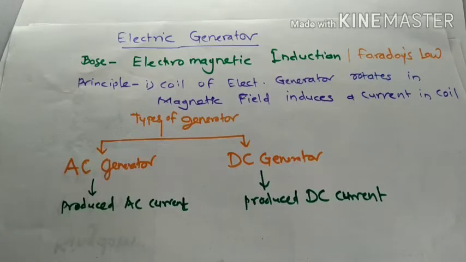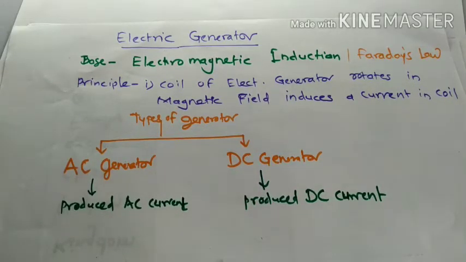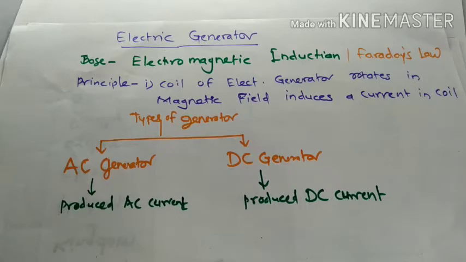A coil of an electric generator rotates in the magnetic field and induces a current in the coil. This is the simple principle of Faraday's law. But the main principle is that the coil of the electric generator rotates in the magnetic field. When the coil rotates in a magnetic field, it produces a current in the coil. This is the simple line of principle.